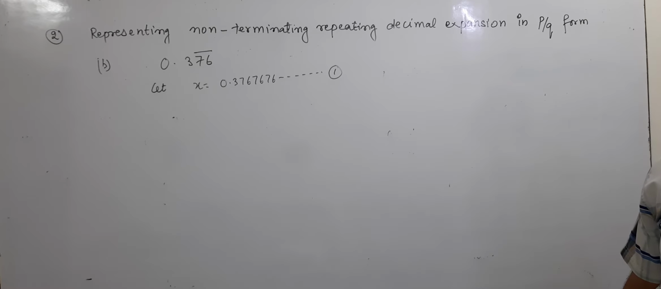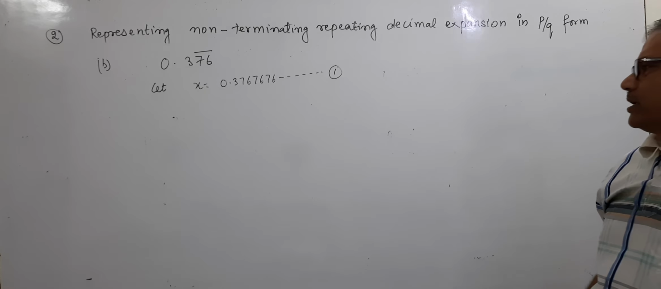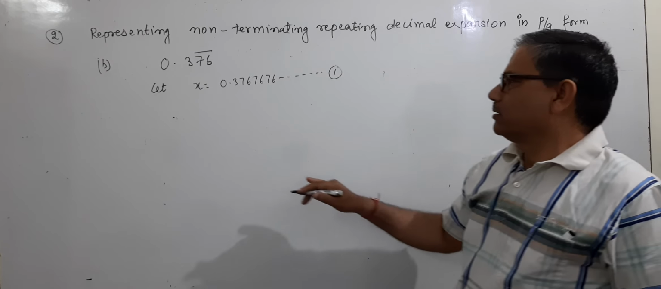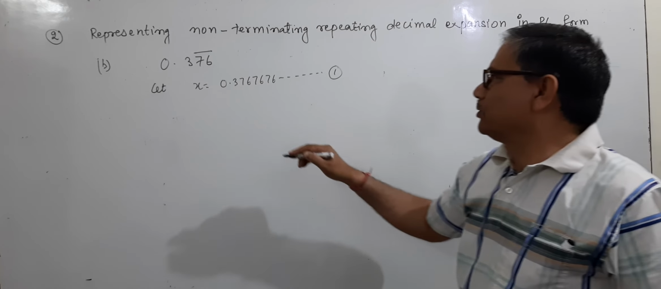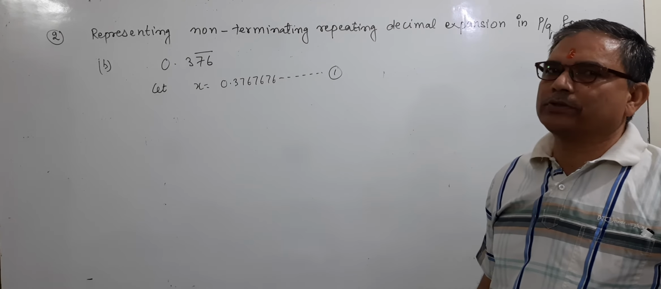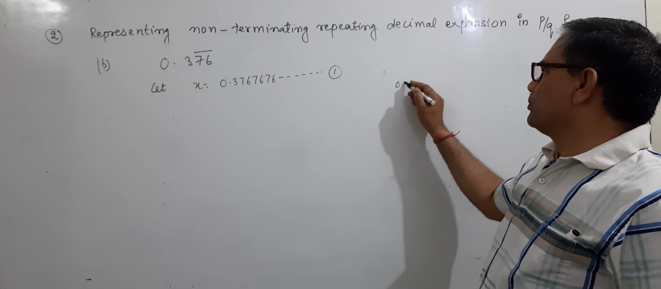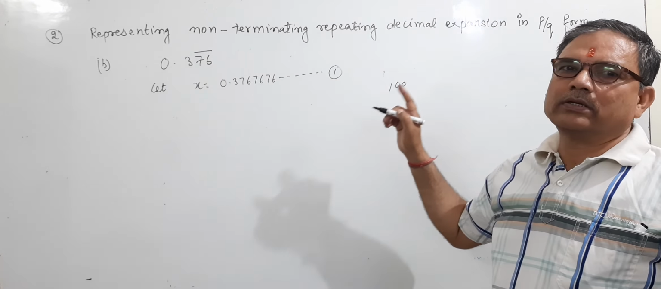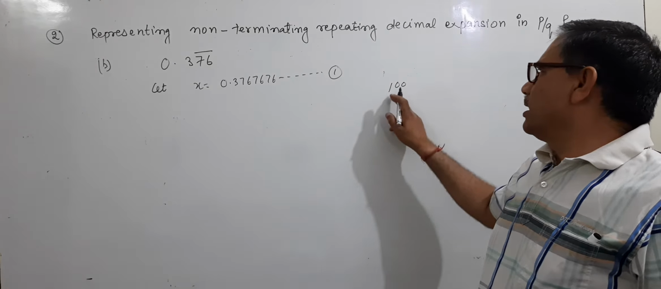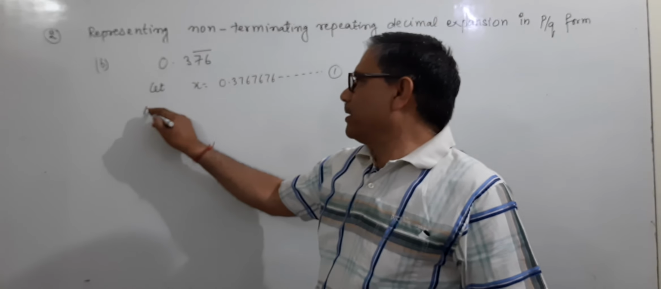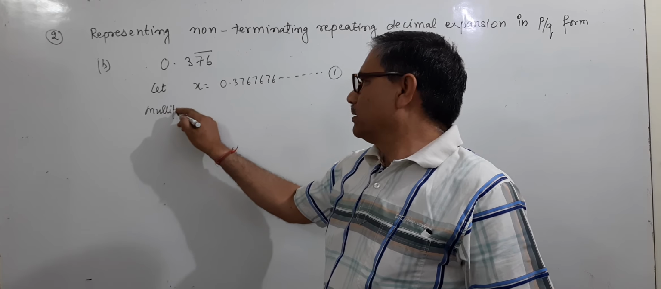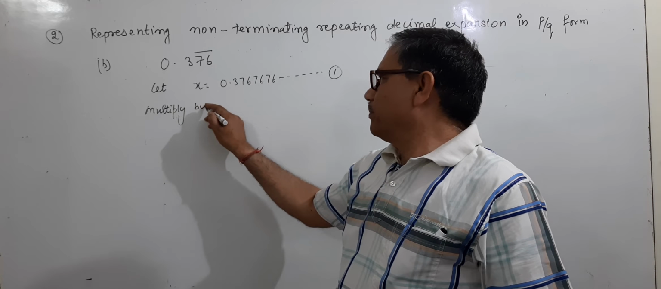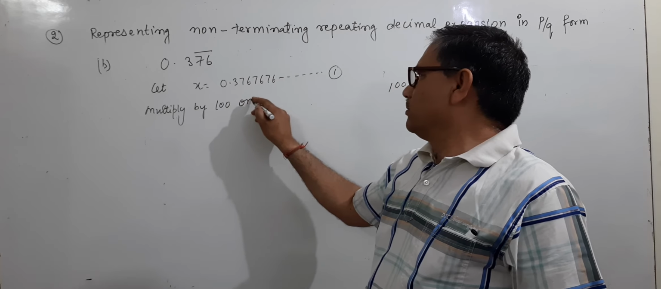And then how many digits are repeated? 2. So it means how many zeros we have to put? 2 zeros and 1. So it means multiplied by which number? By 100 on both sides.